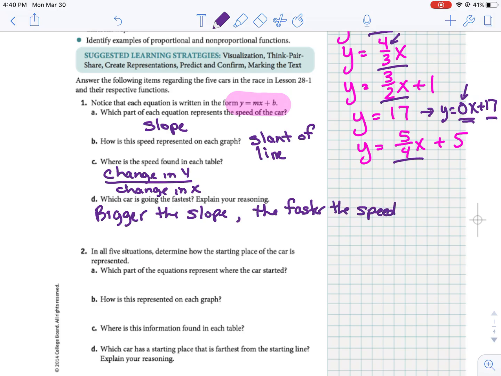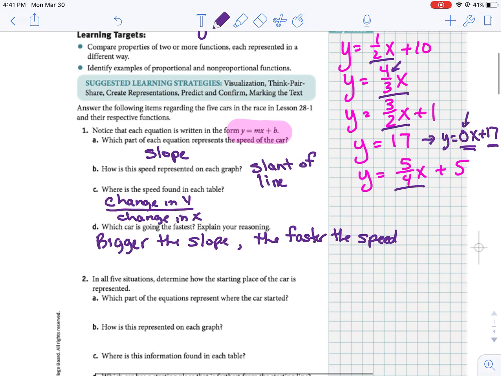Okay, or the steeper the line, we've said in the past. So we have to look at which one is the biggest slope. So if you look at these cars, some of these are improper fractions. So if you think about what the fraction represents, that first one, 1/2 is 0.5. Okay, 4/3, if you divide that on your calculator, that's 1.3 repeating. 3/2 is 1.5. And then 5/4 is 1.25.